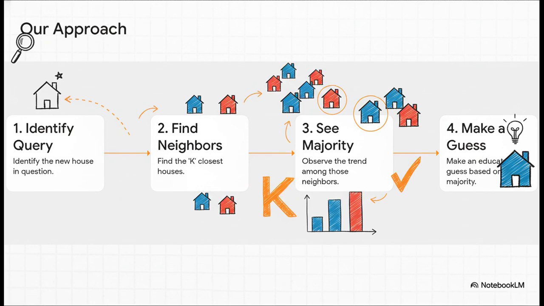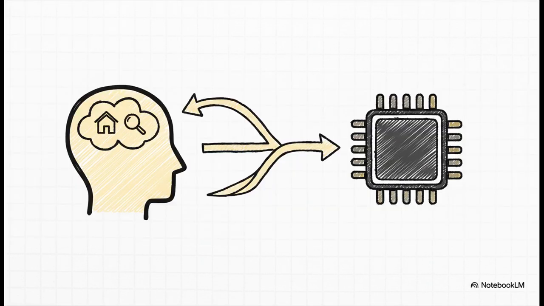So let's break down what we're actually doing here, step by step. First, you've got your new house, the one you're curious about. We'll call that our query. Second, you have to decide how many of the closest neighbors you're going to check out. That number is K. Third, you see what the majority of those folks are like. And fourth, you make an educated guess. See? Simple.